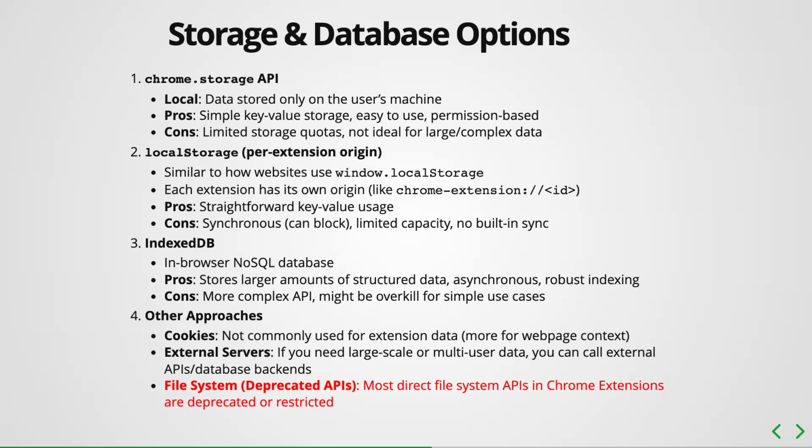And then there's other approaches. There's cookies. That was the ancestor. It was the very first storage mechanism, the oldest way of storing data in the web. And then you also have external servers if you need large-scale or multi-user data. But both cookies and external servers are less common for Chrome extensions because the big feature is that you have access to the browser directly. And so local storage is probably the way to go.